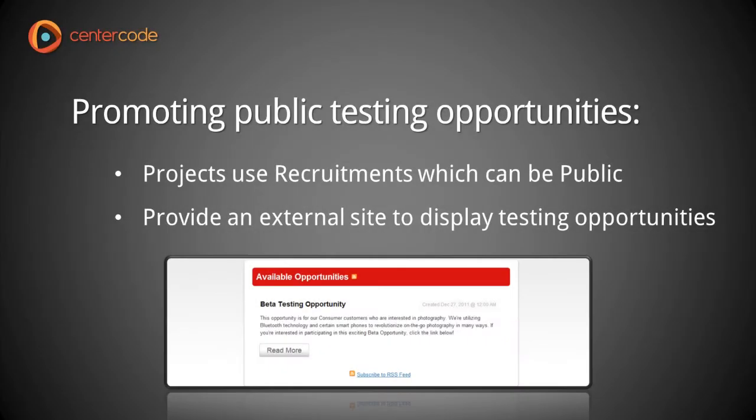Now, open opportunities are a public resource for your project recruitments. Basically, projects create a recruitment. They want to set it to be an open opportunity, or a public recruitment, attached to your site. You'll go to your URL/open, and you'll see a display of your open opportunities similar to the screenshot on the bottom. They pretty much just provide an external site to display your testing opportunities so that your testers don't have to have accounts yet. They can read more information about them and then apply based on that.